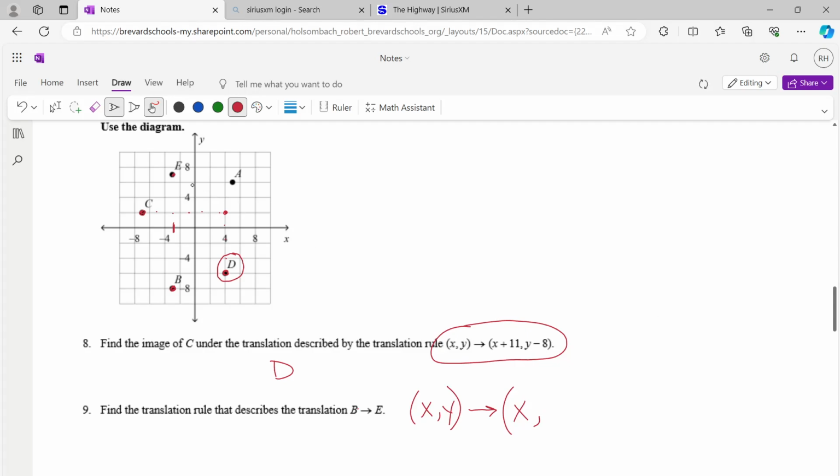What happened to the y's? From B to E. Well, the y started at -8, and it went 8 units up, 8, 10, 12, 14, 15 units up. So our y increased by 15. So that's your translation rule. From B to E, our x's stayed the same, and our y's increased by 15.